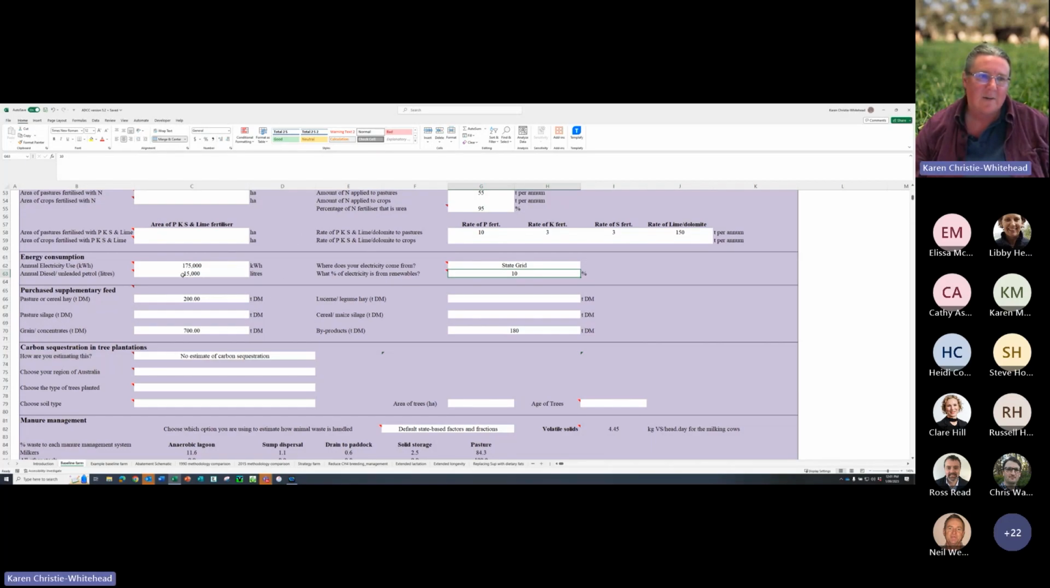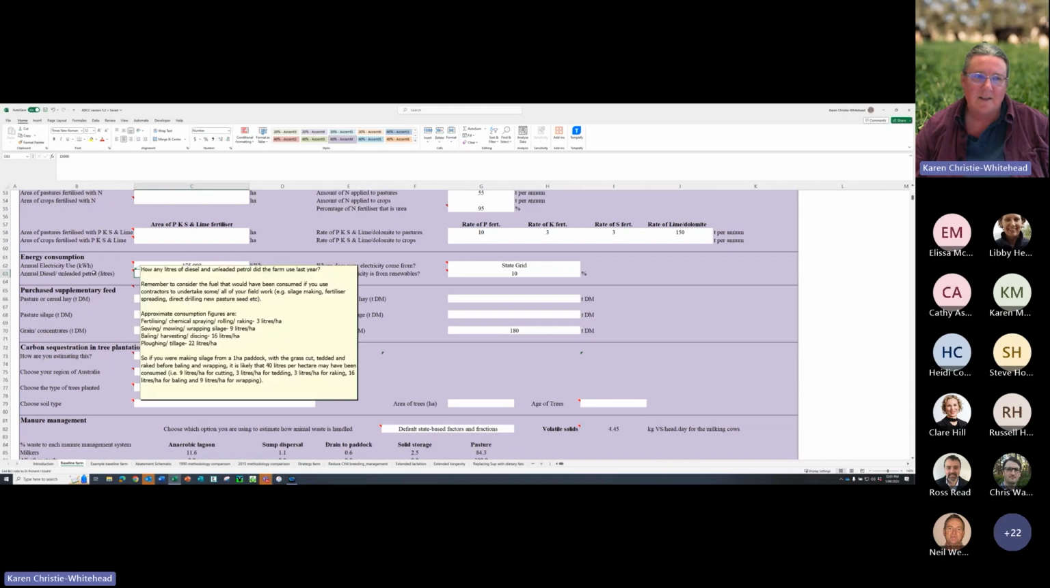The other energy consumption is diesel consumption or unleaded fuel. You can add the two of them together. And this is another area where a lot of farmers will say, oh yeah, I only use 10,000 litres on farm, but then you find out they actually use contractors to do some or all of their field work. And so we've just got some approximate consumption numbers.